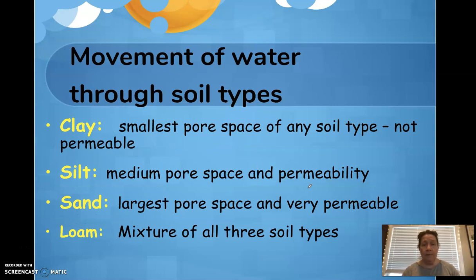Again, the movement of water passing through the soil types. With clay having the smallest pore space, it is not a very permeable space, but it will hold the water intact above the surface. The silt is a medium one. Of course, sand has the largest pore space, so therefore it's very permeable.